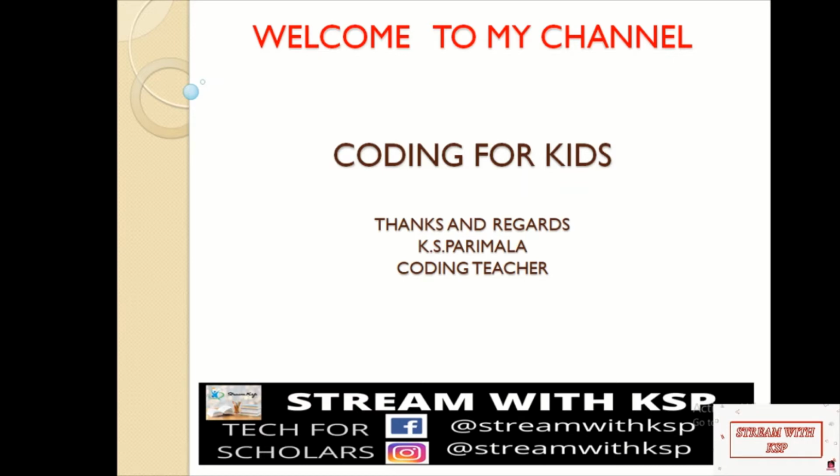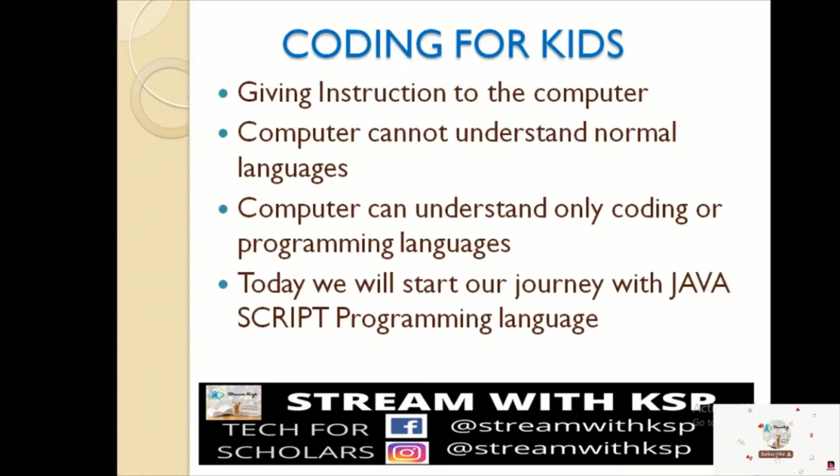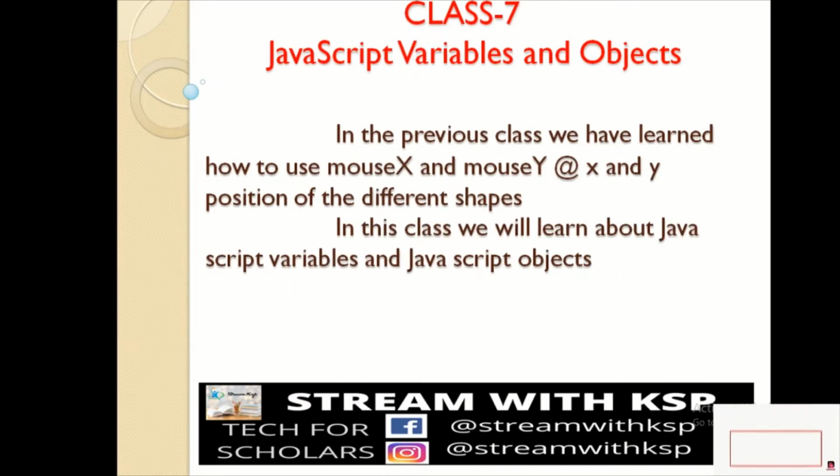Let's get started with today's class. This is class 7. In the previous classes, we have learned how to use mouseX and mouseY in the X and Y positions with different shapes. So we have placed the shapes in different positions on the canvas. And in today's class, we are going to learn about JavaScript variables and JavaScript objects.